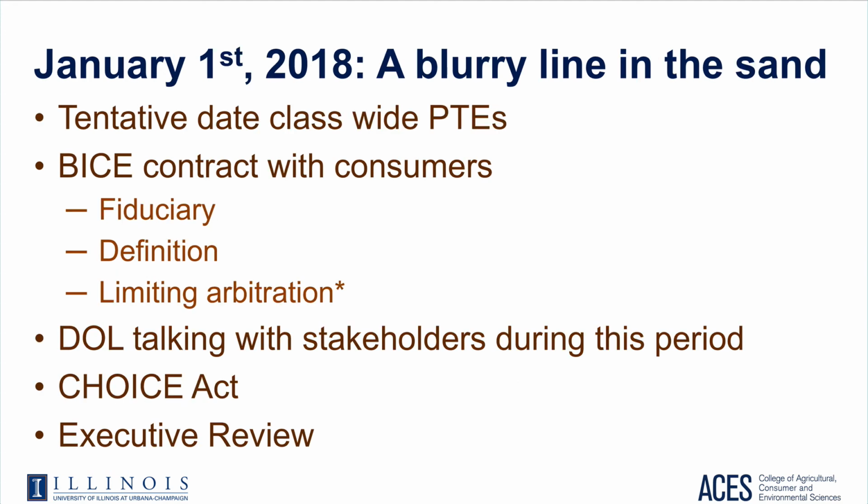Well, let's hit the finality of the rule. Right now, all a firm really has to be doing is moving towards their PTEs. But starting January 1st, those prohibited transaction exemptions will be the law of the land. And the best interest contract exemption, or the BICE contract, is going to be the law of the land, saying, look, you're a fiduciary. It's going to limit arbitration, which companies are still very upset about. And the definition of fiduciary is going to be signed. So the client's going to get a letter saying, look, we're a fiduciary now, and here's what that means to you. So starting January 1st, there's really kind of a blurry line in the sand. Now, January 1st is coming really quick. So that line in the sand may be here.